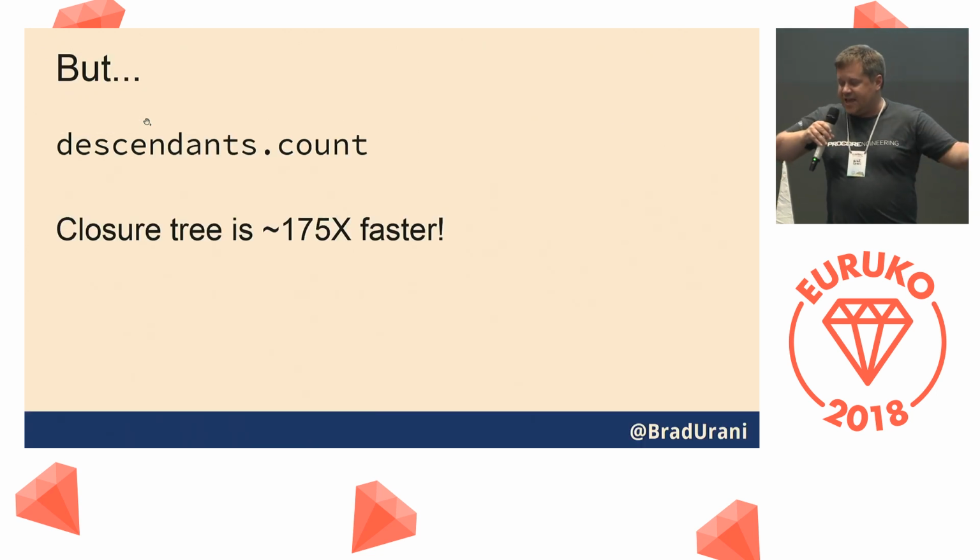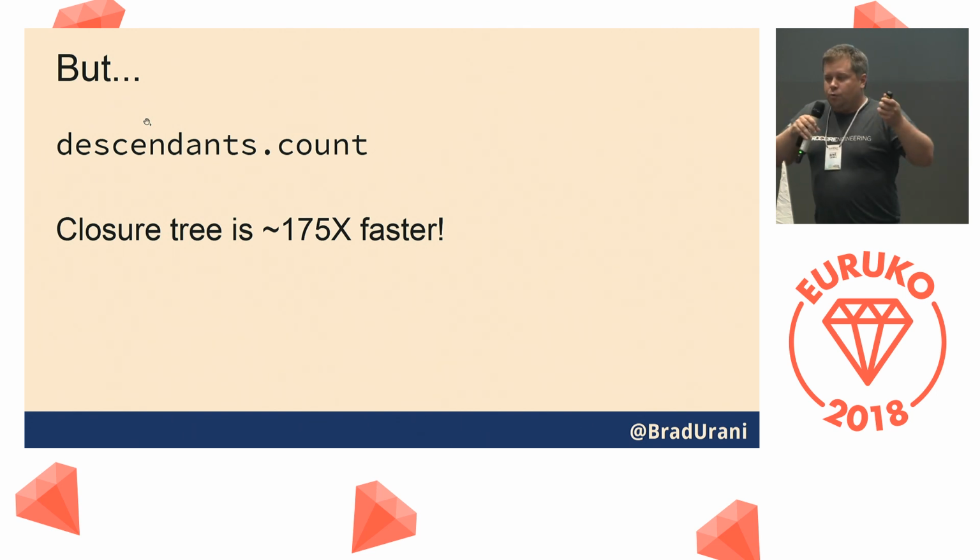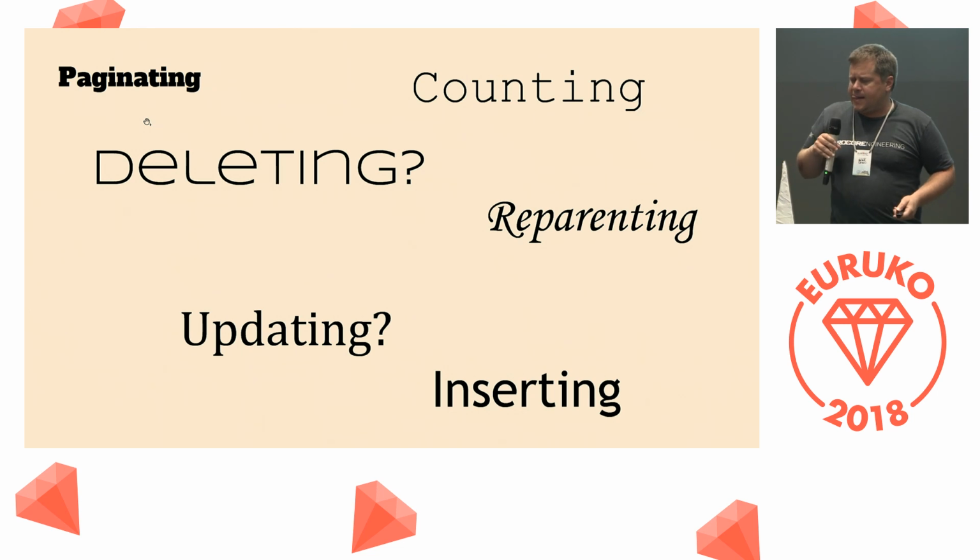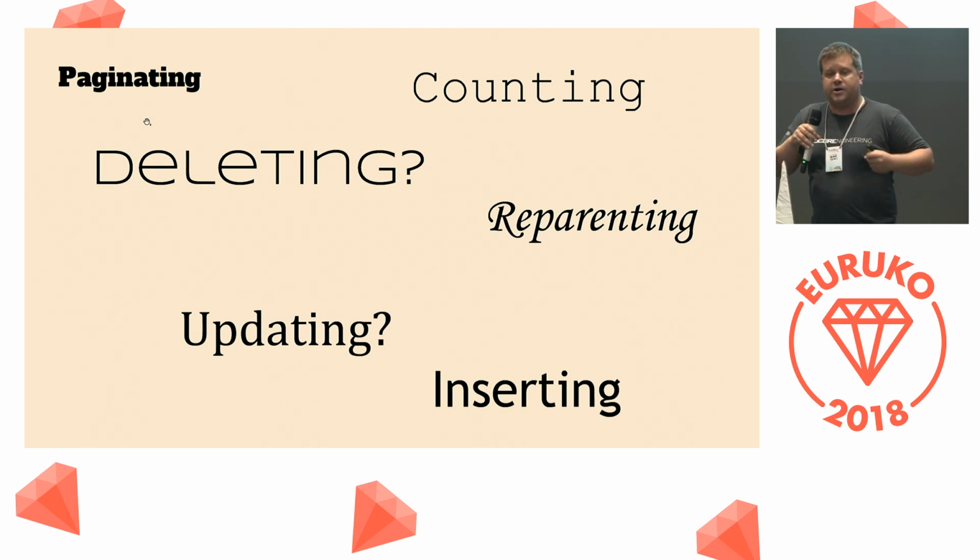But in certain cases, Closure Tree is orders of magnitude faster. So which one is faster depends on what you're doing. Are you paginating? Are you deleting? Are you counting? If you're really concerned about performance, if your database load is highly dependent on querying trees, then you have to tailor the performance characteristics to your workload. Insert heavy workloads are going to be very different from read heavy workloads and things like that.